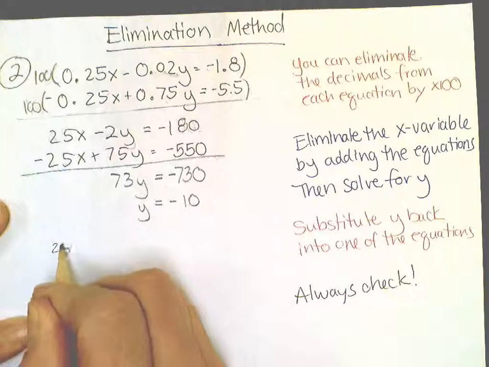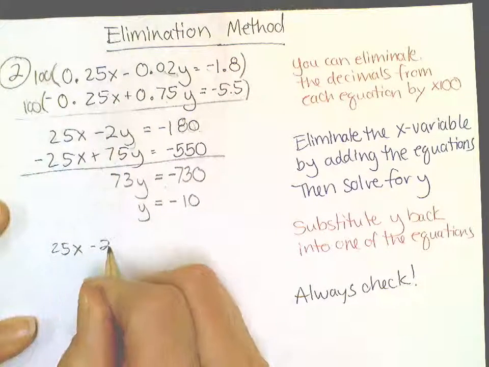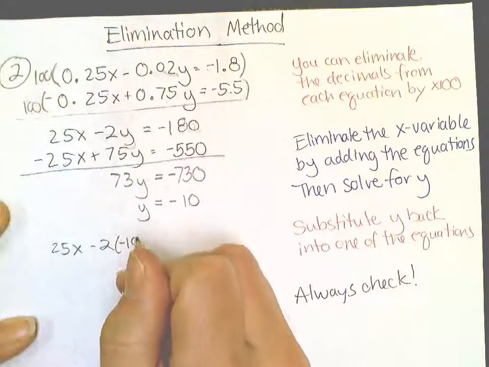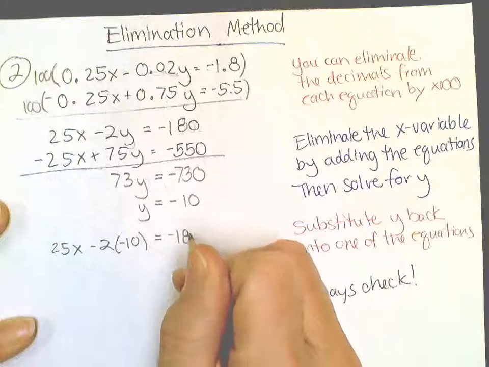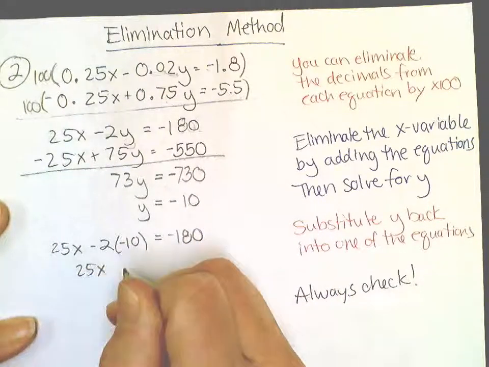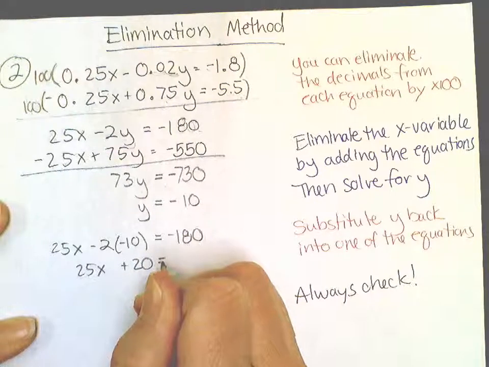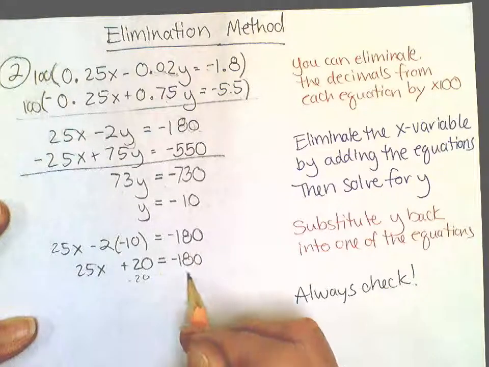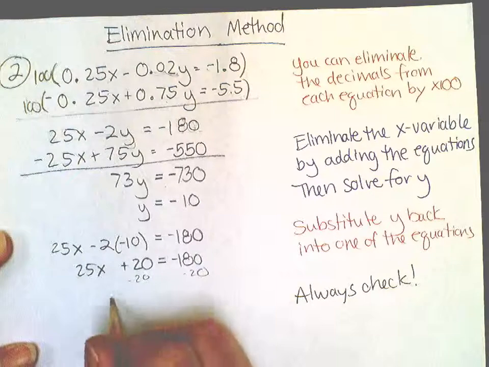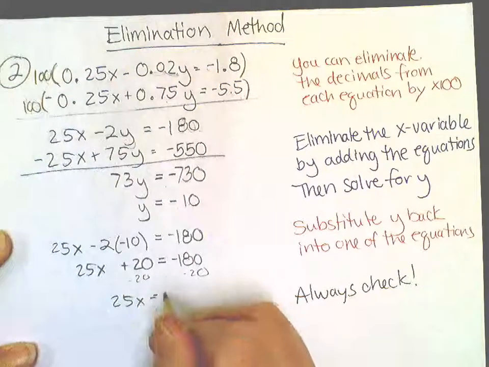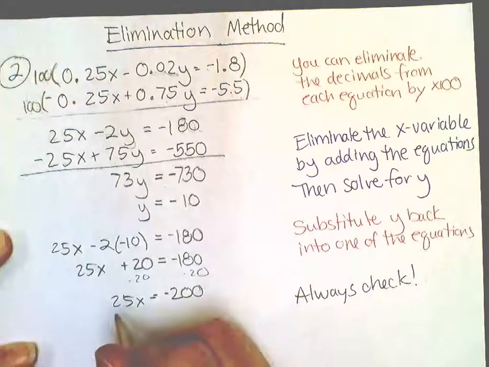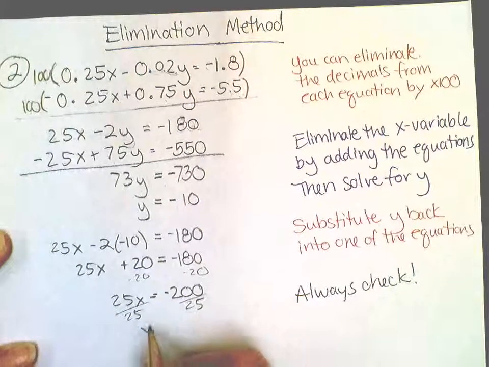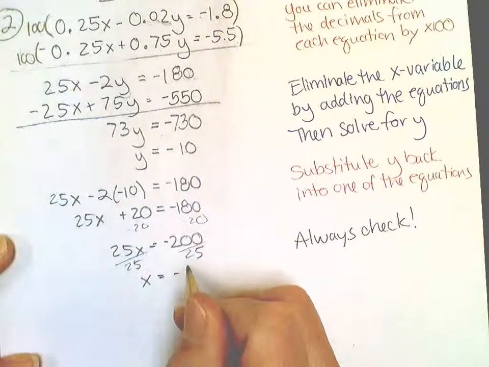So I get 25x subtract 2. I'm going to put the negative 10 in for the y. I get negative 10 times 2, so now I have 25x plus 20 equals 180. Subtract 20 from both sides. I get 25x equals negative 200. Divide by 25. Divide by 25, and you get x equals, in this case, negative 8.